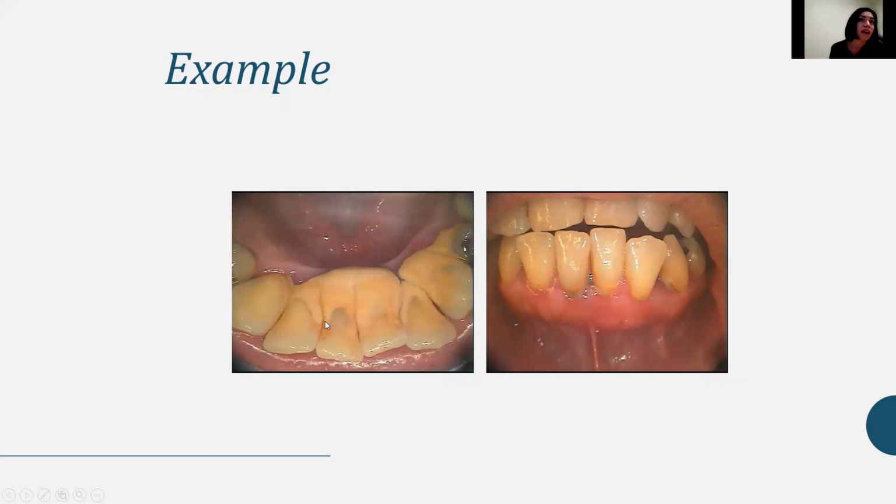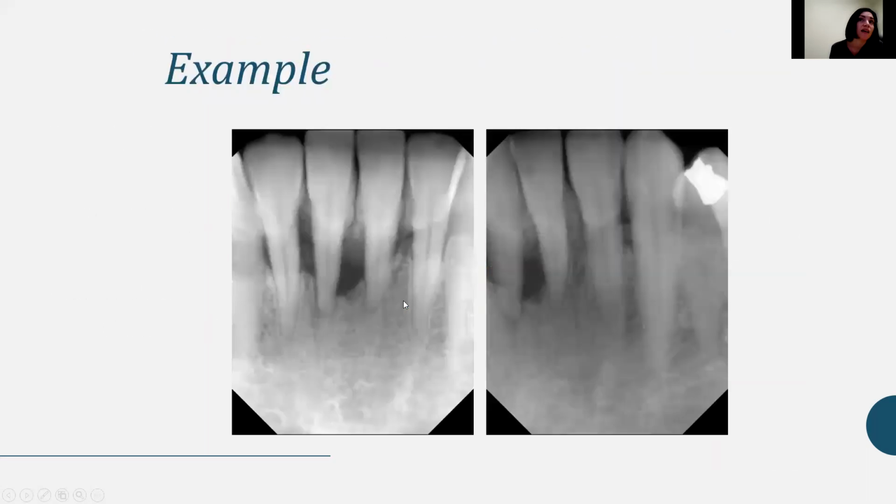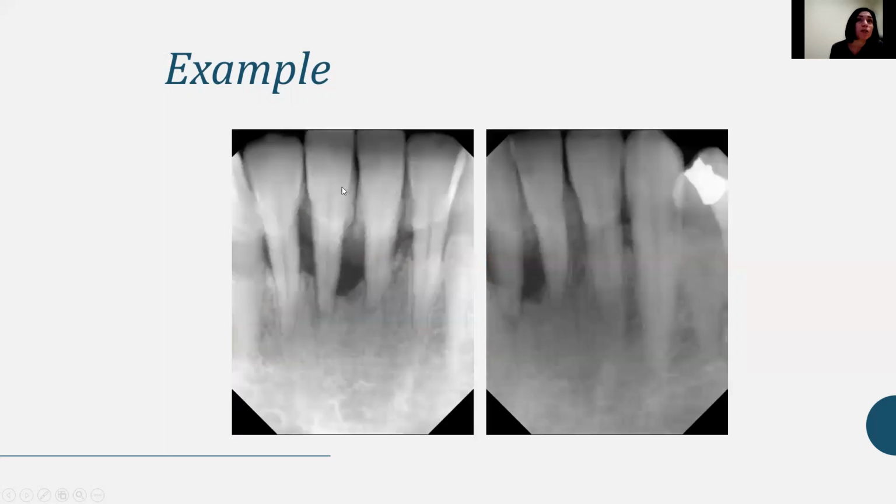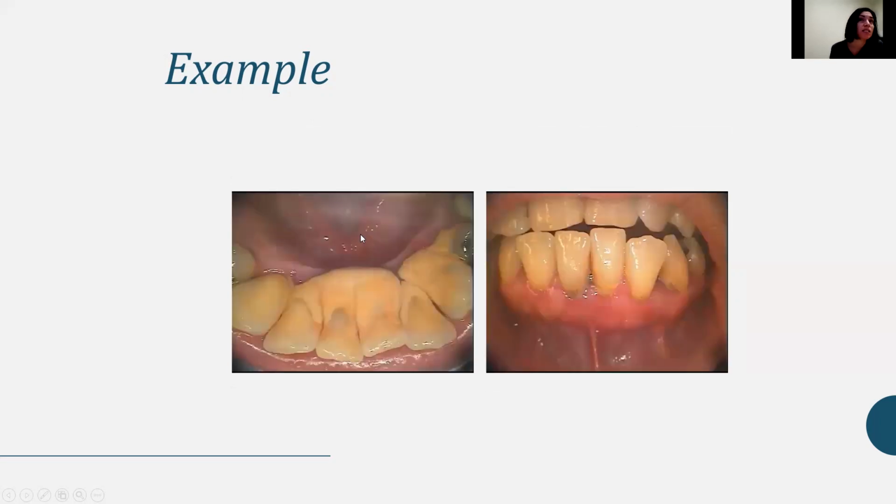Heavy, heavy lingual calculus, calculus on the facial as well. And then below the gum line, all that bone is eroded away from the disease. So that's one example of what it can actually look like. It can look like different things on different people, but you can see how much calculus is on the teeth as opposed to what you can see on the radiograph. That's a lot of calculus, but then when you see it in real life, it's like, holy moly, that's a lot.